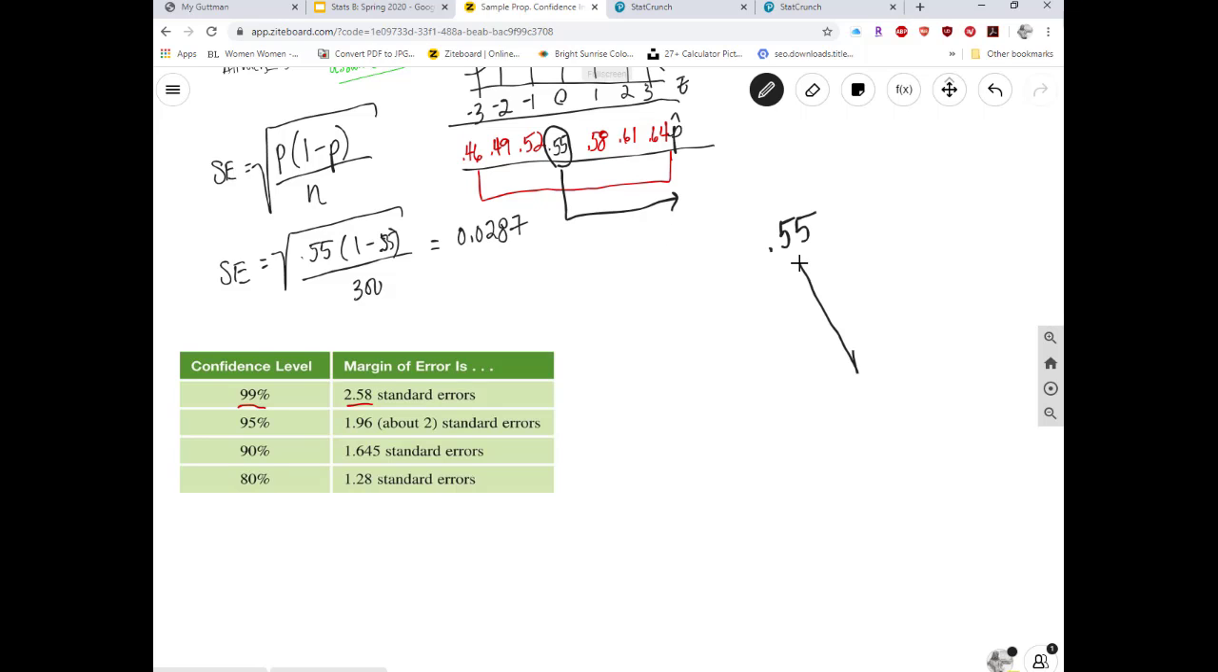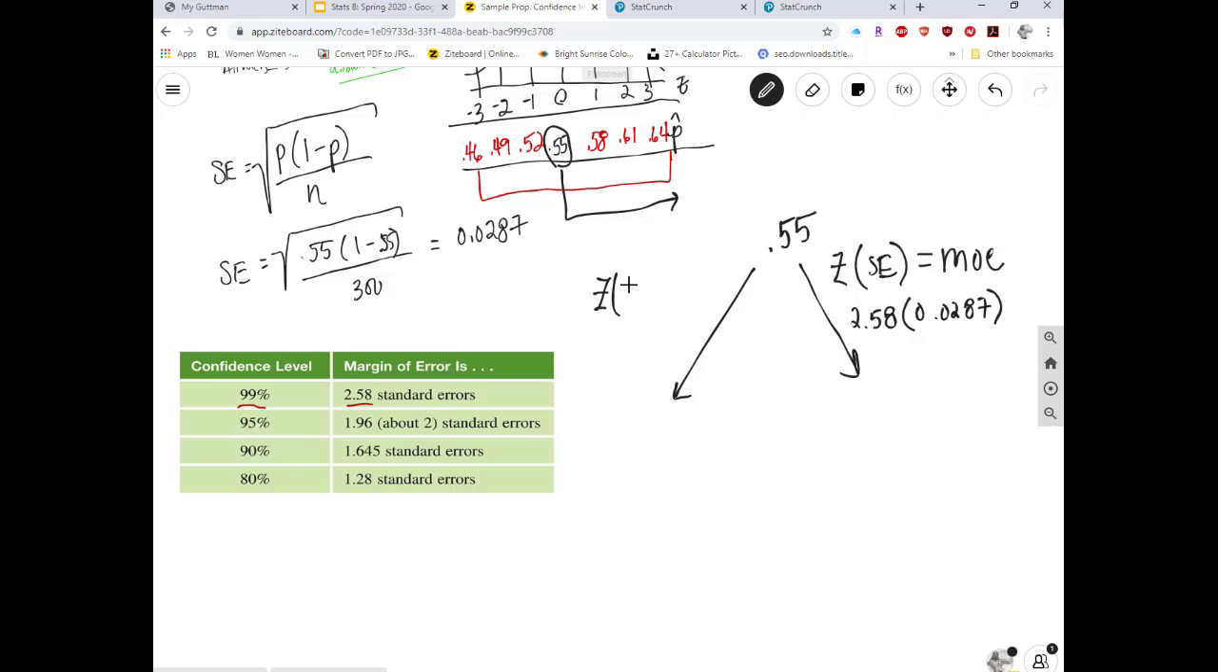So on this side, I need my multiplier times my standard error to get my margin of error. So my multiplier is 2.58. My standard error, I'm going to not round it this time, is going to be 0.0287. And once I get this number, I'm going to add it to 0.55 to get the upper bound. Same thing is going to happen on this side.